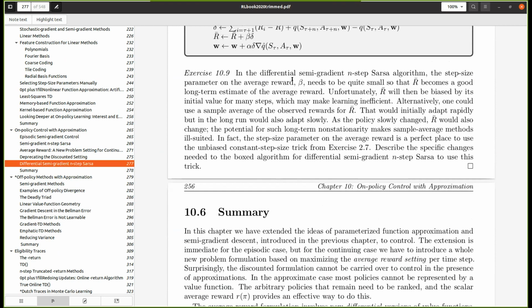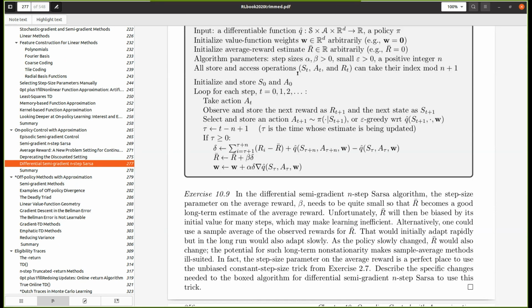Okay, and let's consider the final exercise in the differential semi-gradient n-step SARSA algorithm. The step size parameter on the average reward, beta, needs to be quite small so that R bar becomes a good long-term estimate of the average reward. Unfortunately, R bar will then be biased by its initial value for many steps, which may make learning inefficient. Okay, so we usually initialize R bar at zero. So they say, for example, we initialize at zero.